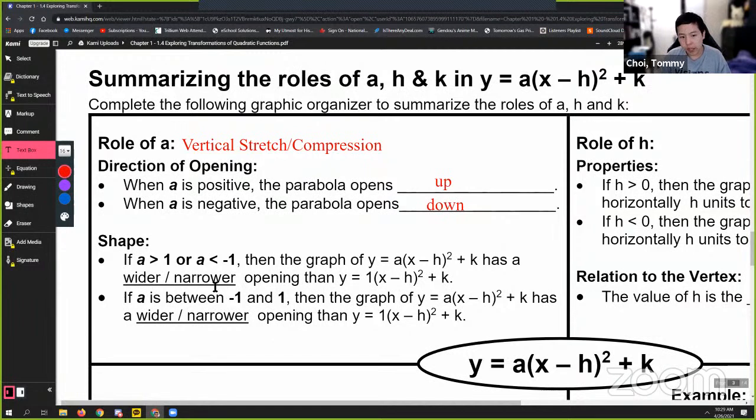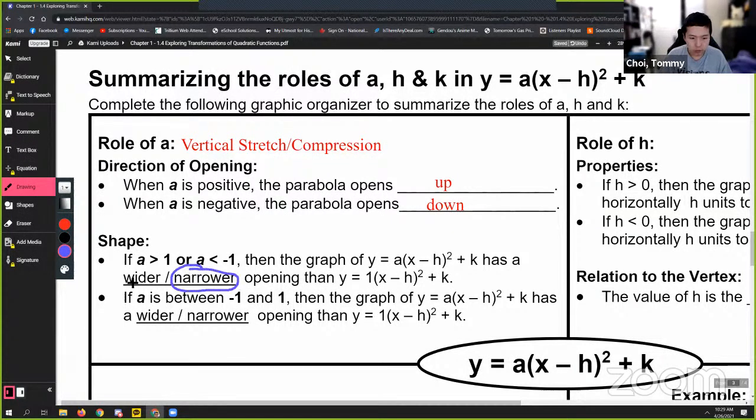Right? If A is between 1 and 0, a decimal, then it's going to be more narrow, not wider, and the opposite is true. This would be wider and not narrow. Okay? That's important here. So that's the summary of A.